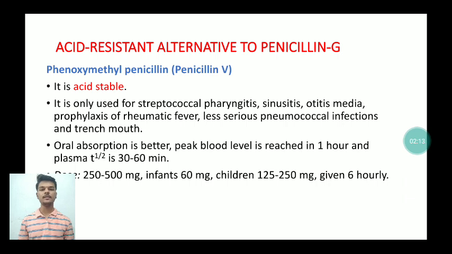Its pharmacokinetics: its oral absorption is better, peak blood level is reached in 1 hour and plasma half-life is 30 to 60 minutes. Its dose is 250 to 500 mg in adults. In infants, 60 mg of dose is given, and in children 125 to 250 mg of dose is given at intervals of 6 hours.